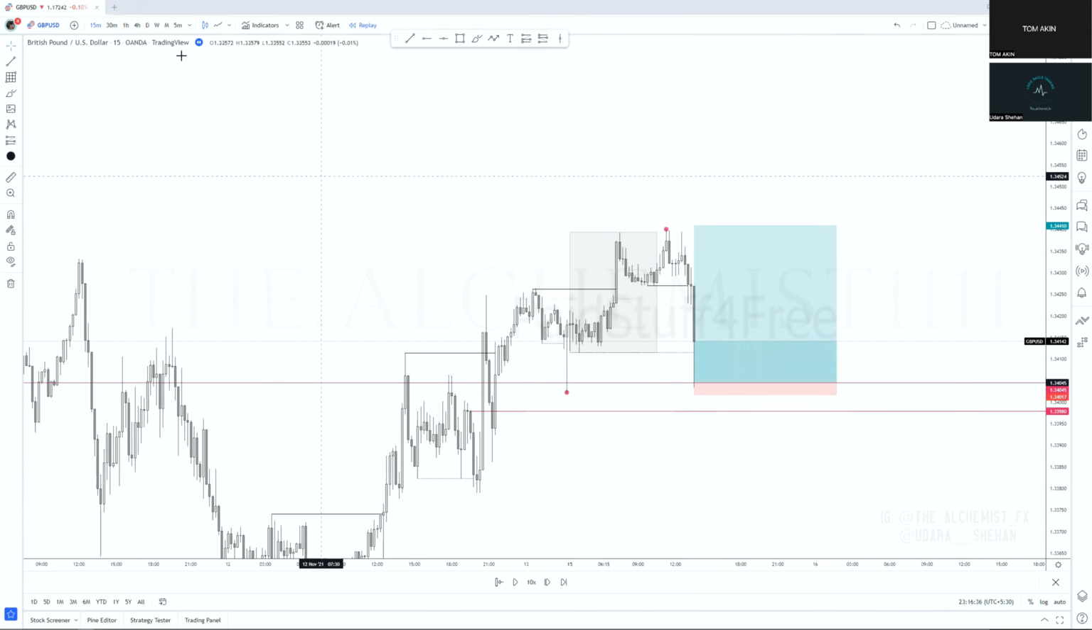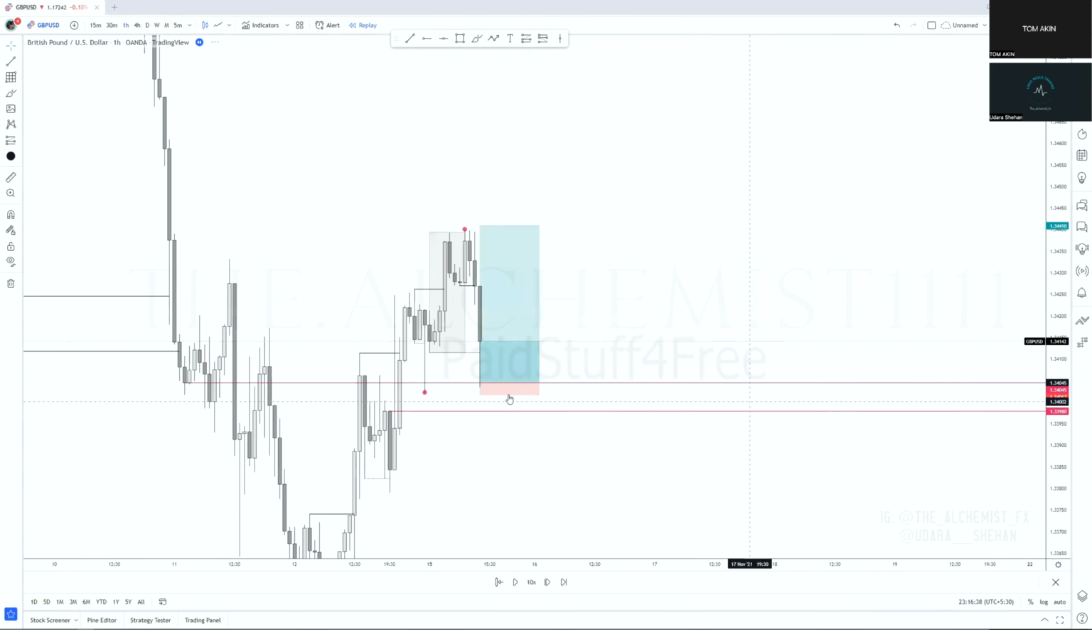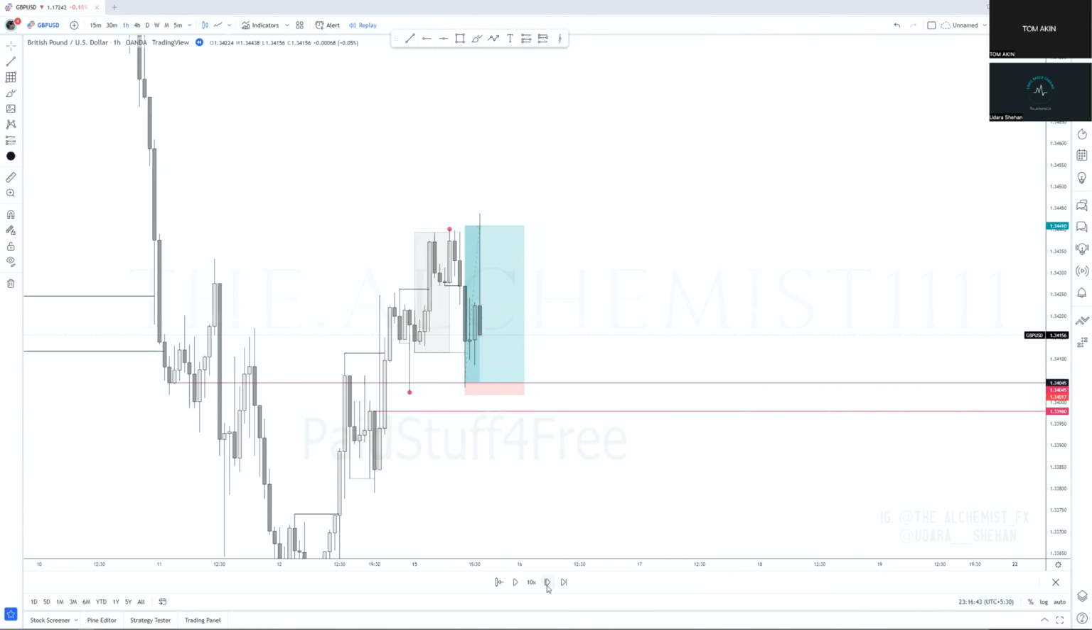So there it comes, right at 1:30. Okay, it taps, clears out the pool of liquidity, the Asian low, and then it goes. That's it. Can you understand the setup? Intraday. Okay, only intraday setups.